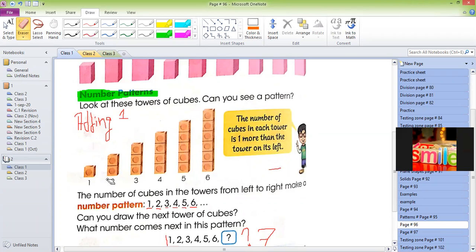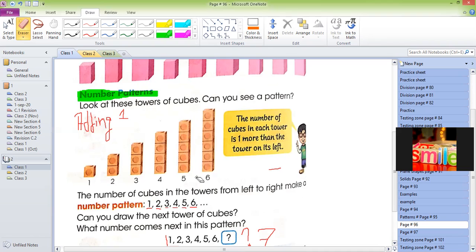Okay. From left to right, every number is 1 more than the previous number. 2 is 1 more than 1. 3 is 1 more than 2. 4 is 1 more than 3. 5 is 1 more than 4. And 6 is 1 more than 5. So you have now identified the pattern.